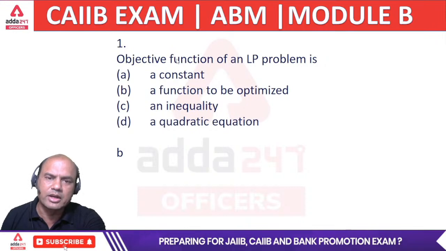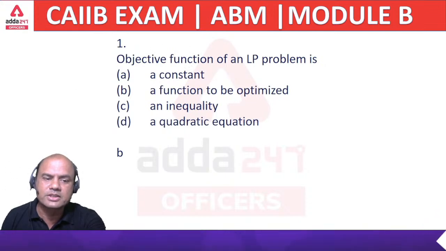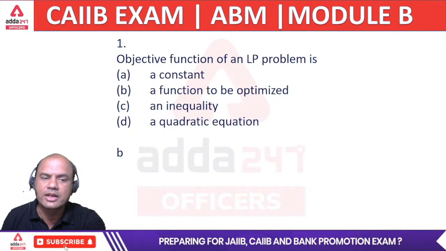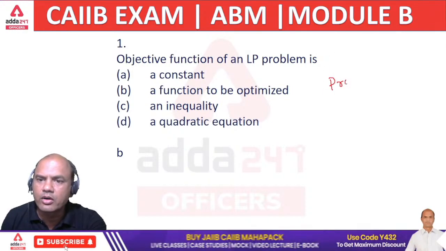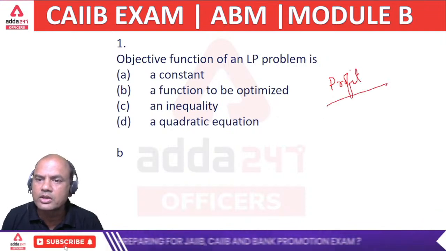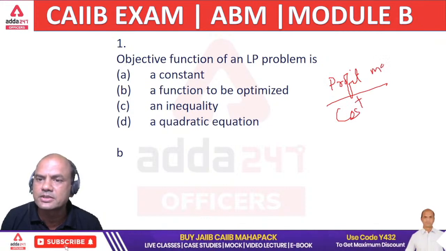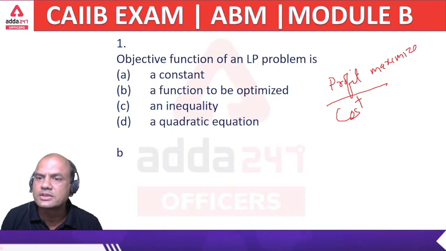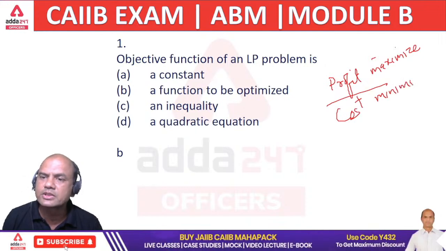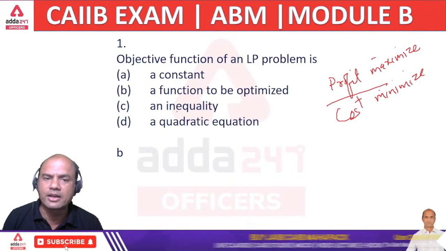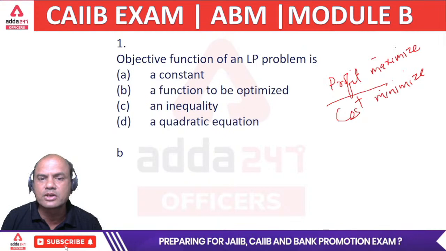So remember, an important part: the objective function is basically the target we have to achieve. That objective function can be, point number one, profit, or point number two, cost. Whenever the objective function is profit, we have to maximize. And whenever the objective function is cost, we have to minimize. Remember these two parts. I'll take the full topic at the end. So the objective function of an LPP is basically the function to be optimized.